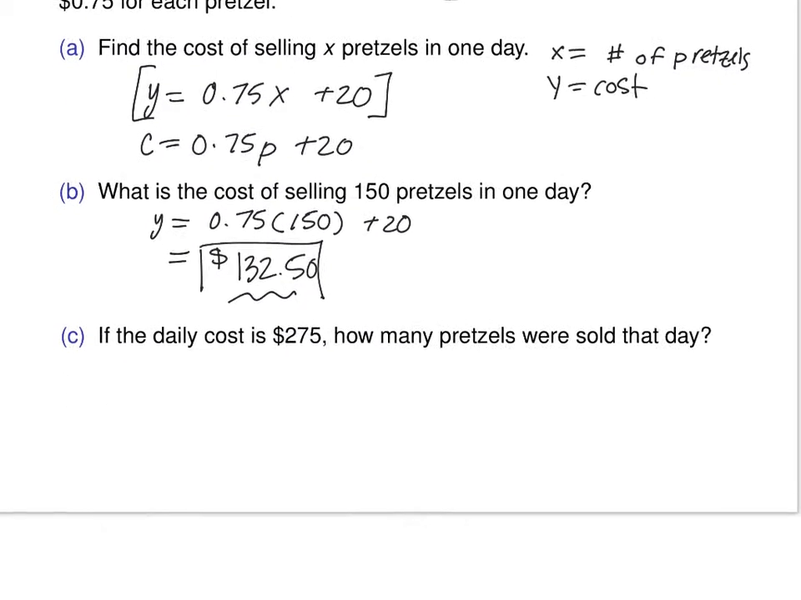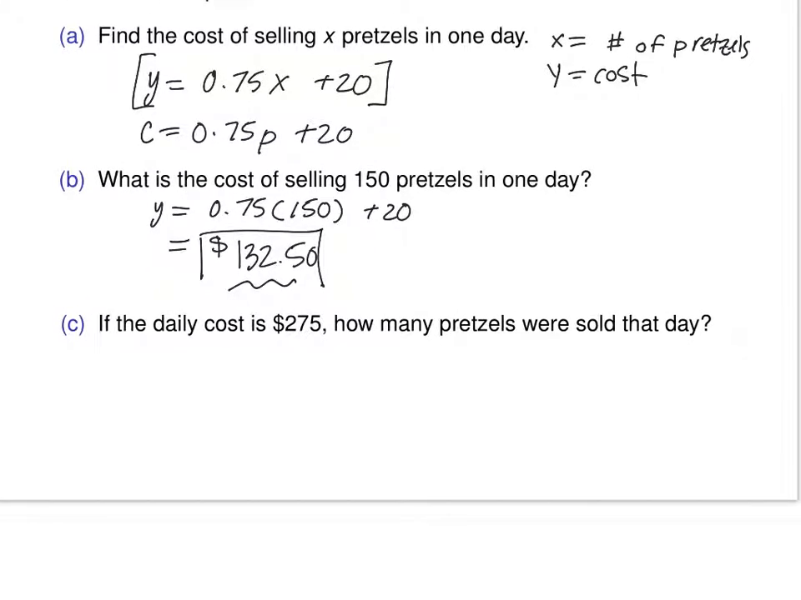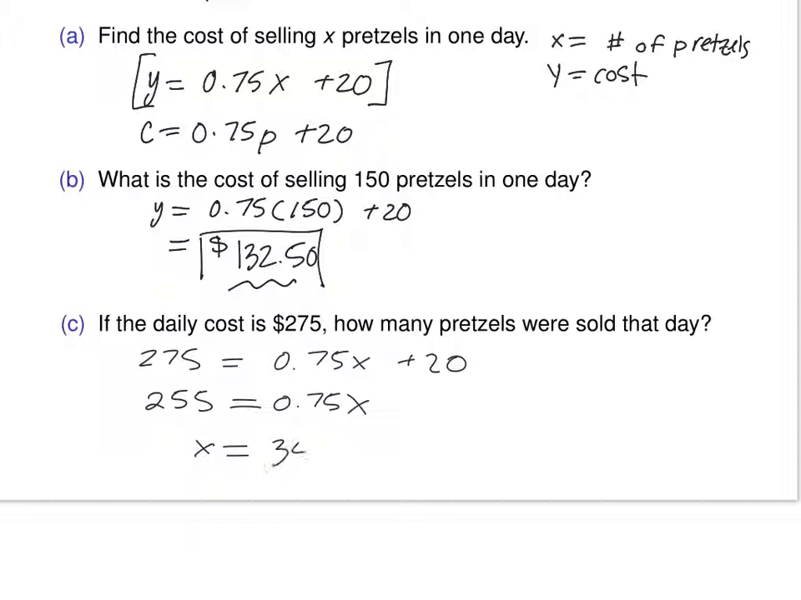And how about if your boss, he was counting, said, okay, you owe me 275, and you want to know, okay, well, how many pretzels did I actually sell? How do you figure that out? You set 275 equal to 0.75x plus 20, right? And then the first thing you do is take away 20 and you get 255, right? And how many pretzels did you sell?